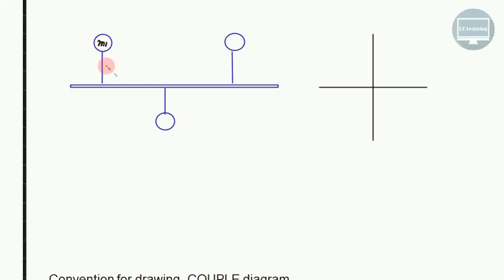This one is mass m1, an unbalanced mass at radius equal to r1, and the same mass we can represent here also at radius equal to r1, and it makes an angle of theta 1 with the positive x-axis. Consider here another mass m2 at radius equal to r2.